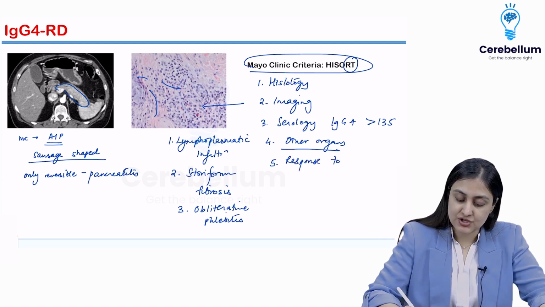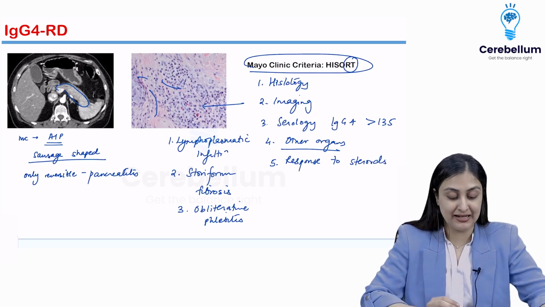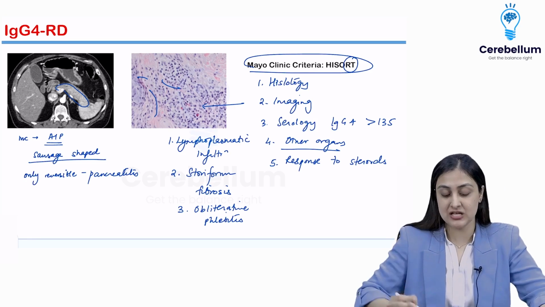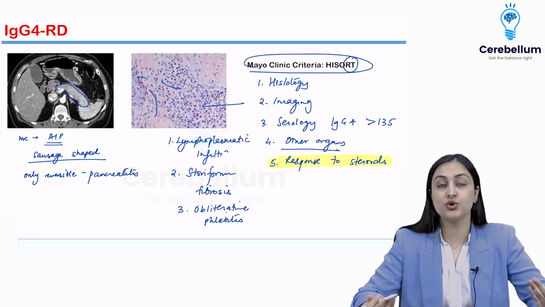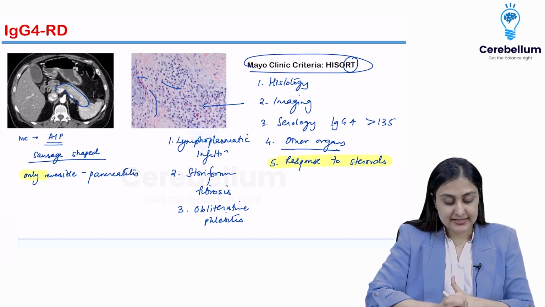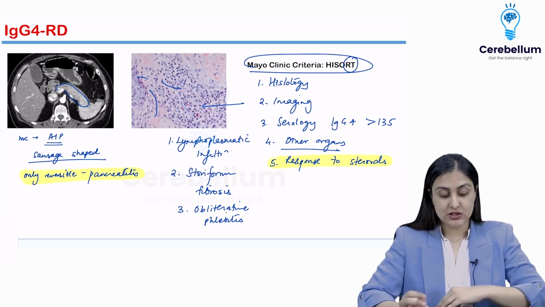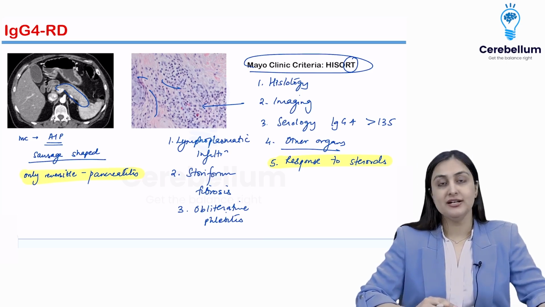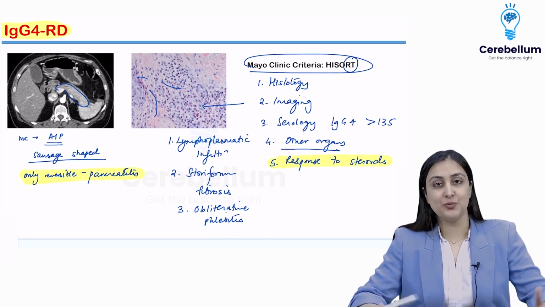So this has such a magnificent response to steroids. I have never used the word magnificent for any response, but this is how dramatic it is. In 48 hours or lesser, you would see these tumors literally melting. So that's why I said this is the only reversible form of pancreatitis. Alright, so this is IgG4 related disease for you. Questions have not come from this, but I sincerely hope they do.